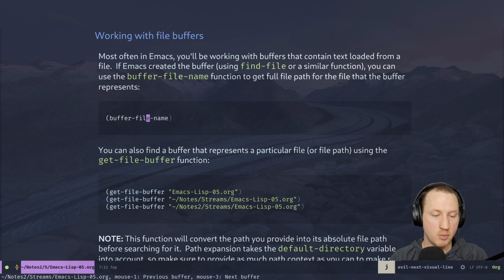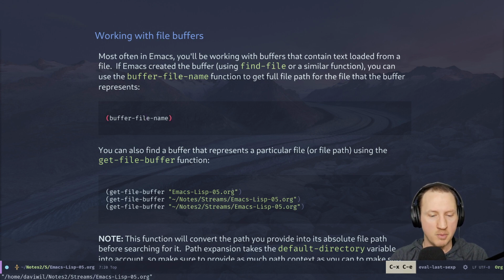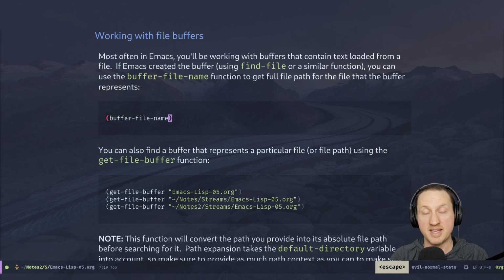We're currently in the Emacs Lisp 05.org file, and it gives us a shortened output thanks to Doom mode line. But if we were to run buffer-file-name, we'll see that we get the actual full absolute file path to this buffer that's currently open. That's because this buffer has a file.